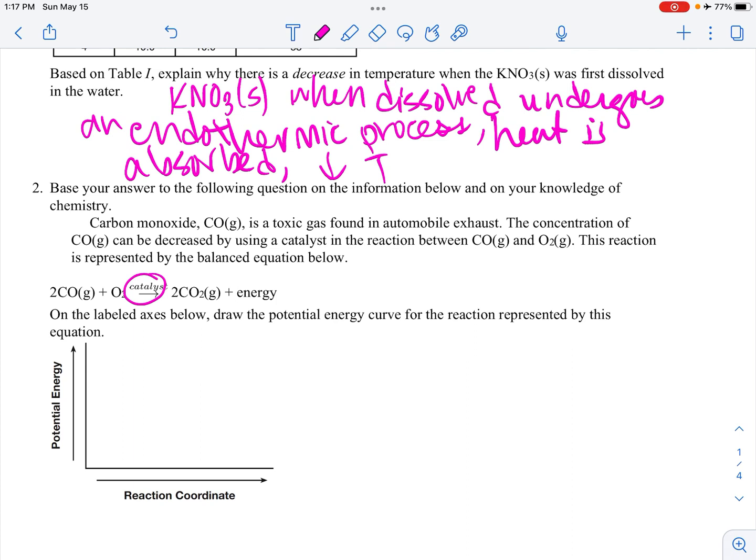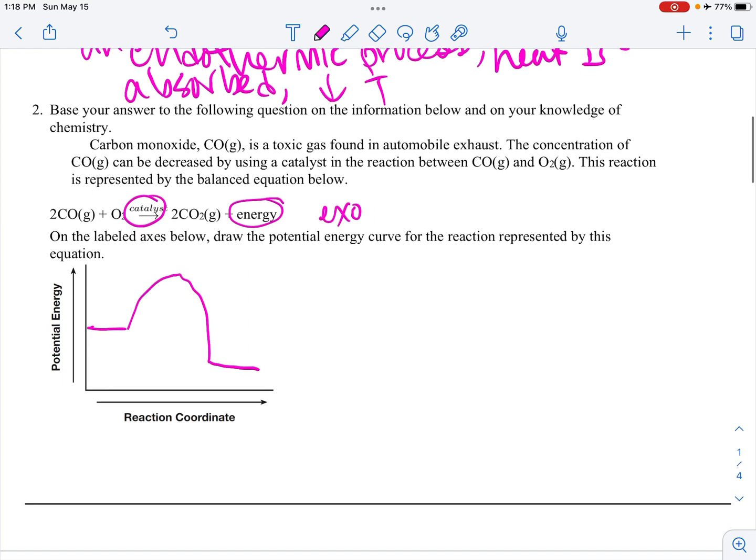On the labeled axes below, draw the potential energy curve for the reaction. All right, so this just says energy is on the right side, the product side, so this means it's an exothermic reaction. Notice we have no actual numeric values on the X or Y, so we don't have to be super specific. We just need to draw an exothermic potential energy diagram. So exothermic starts flat, raises up, comes down, but it has to be below where you started. So if you were to figure out delta H, it would be negative. But we don't have to. That's all you got to do.